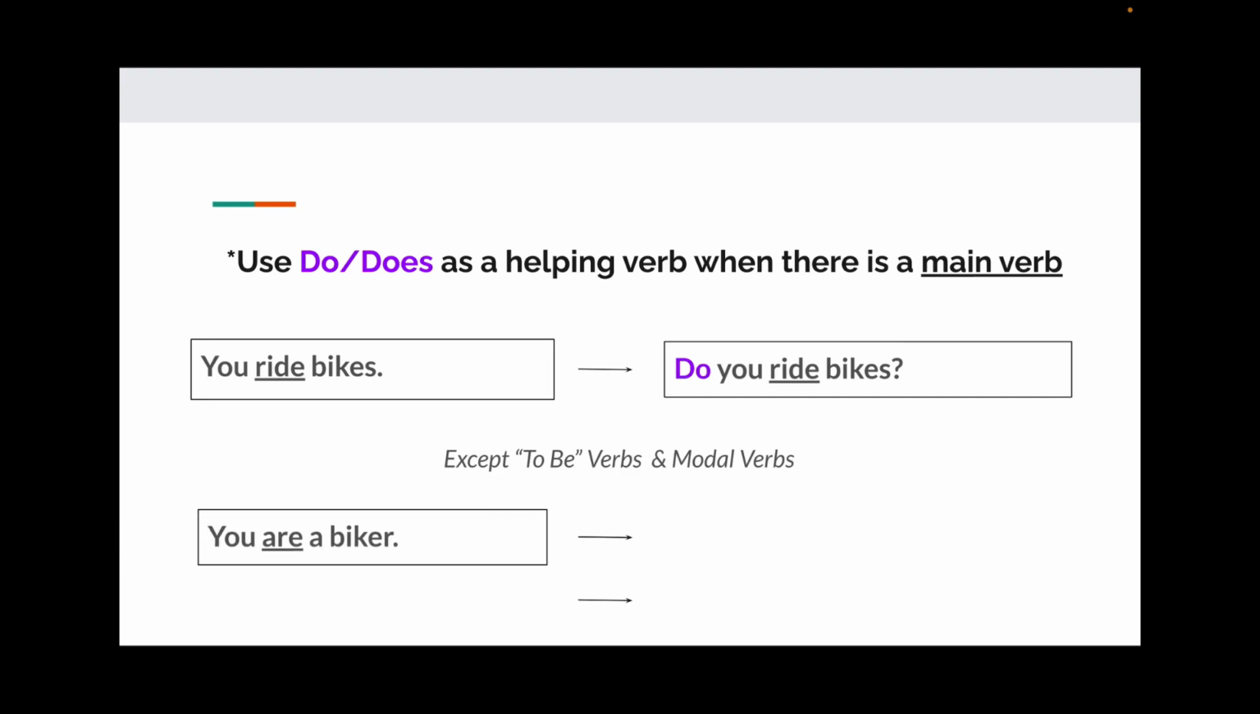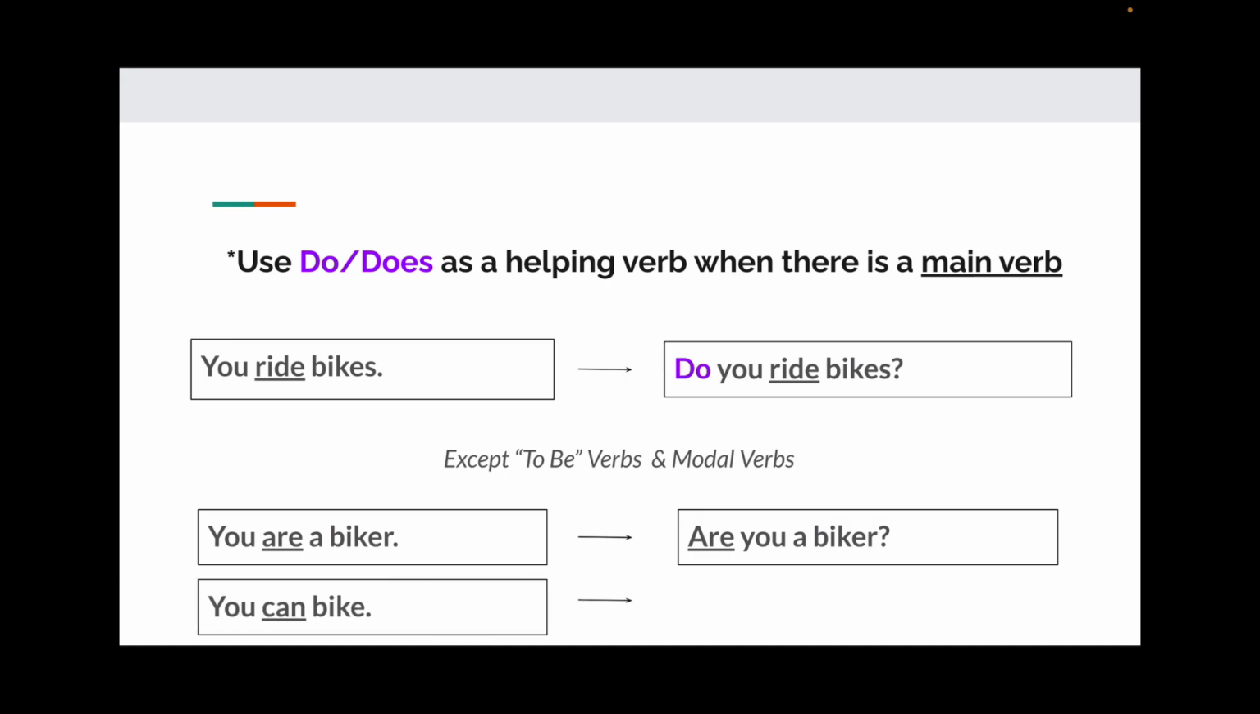Here we have you are a biker. The question that we can turn this into is, are you a biker? We can't say, do you are a biker? Here we have the modal verb can. Can you bike is correct, but do you can bike would not be correct.